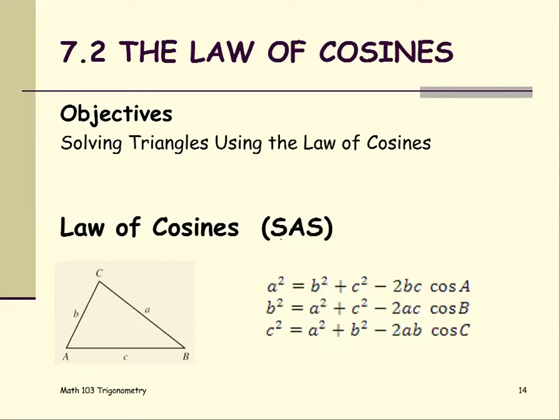Section 7.2, the law of cosines. In this section, we are going to solve the triangle problem where the angles are not right angles by using the law of cosines. The first case is when we are provided two sides and one included angle.